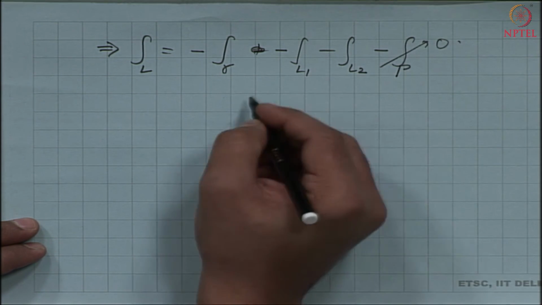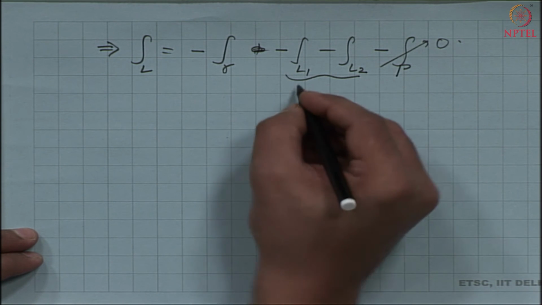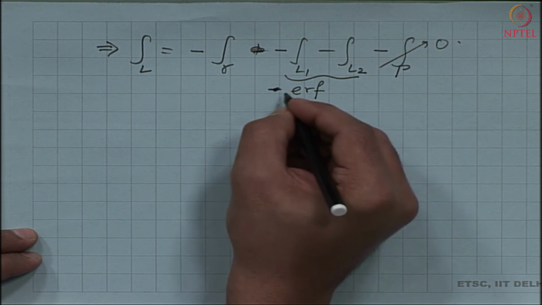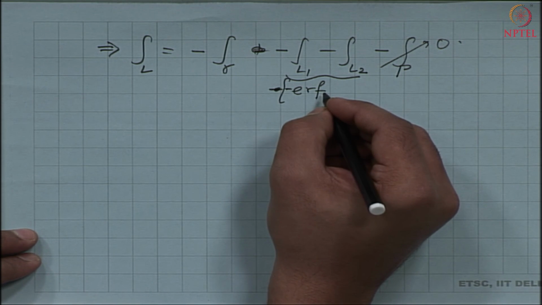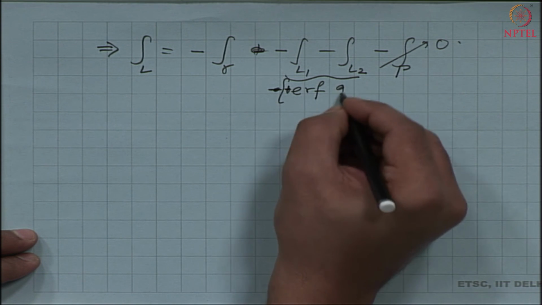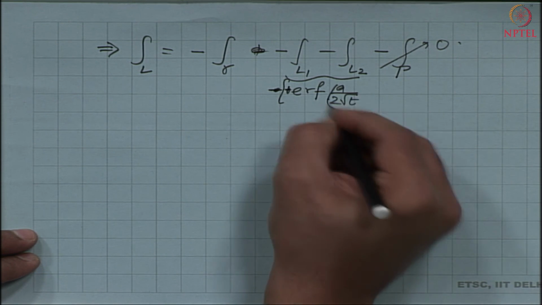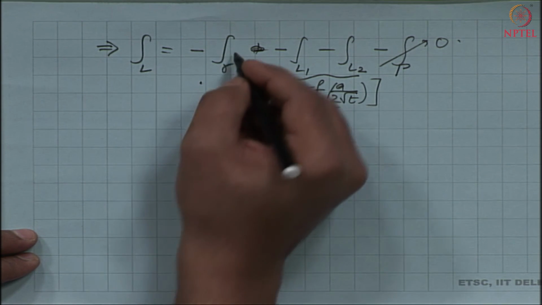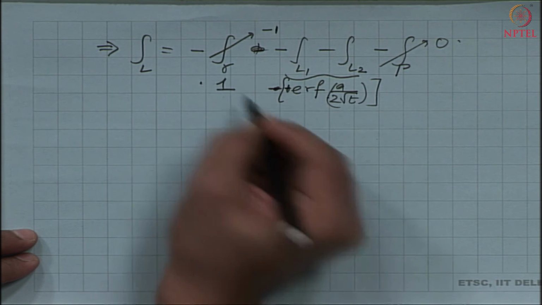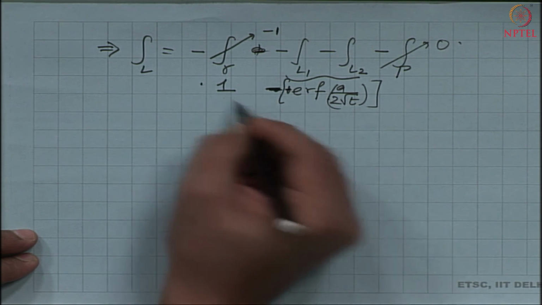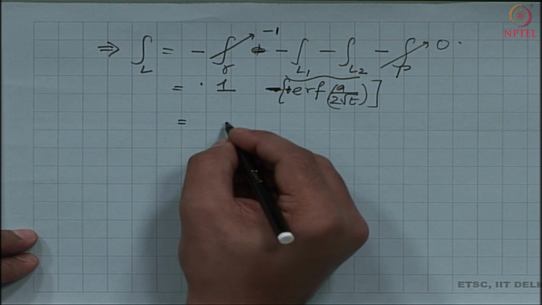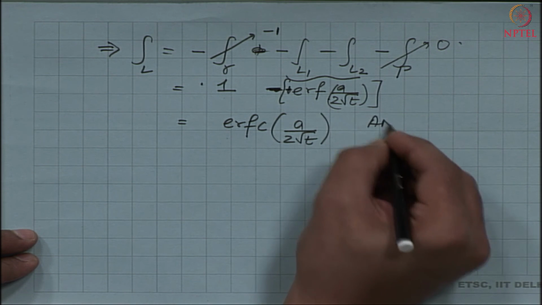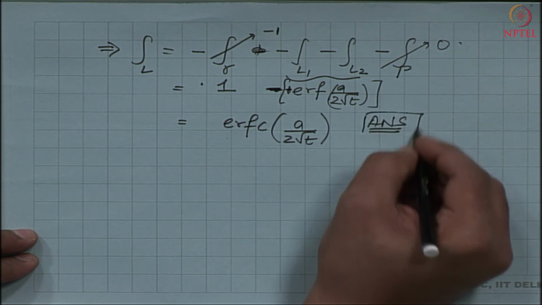So, this was shown to be 0, this was shown to be negative of the error function of a by 2 square root t, and here I had received that this was equal to negative of negative 1. So, this was shown to be minus 1, and I get a plus 1. So, 1 minus the error function of this, and this is also equal to the error function complement of a by 2 square root t, which is the answer that we saw in our earlier calculation.